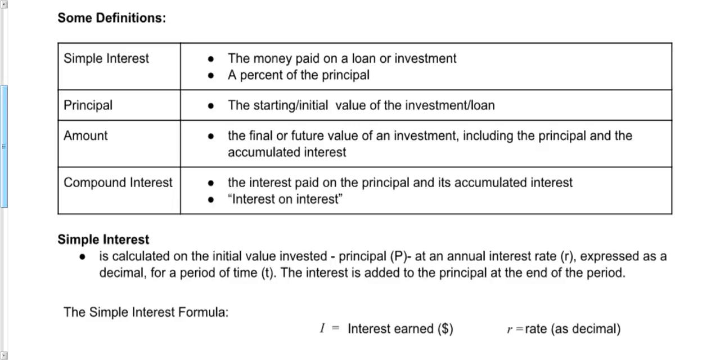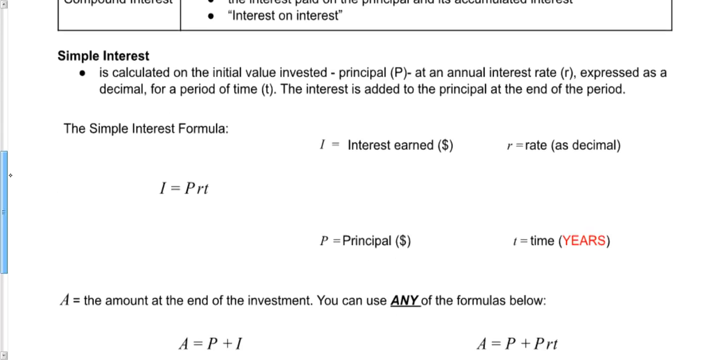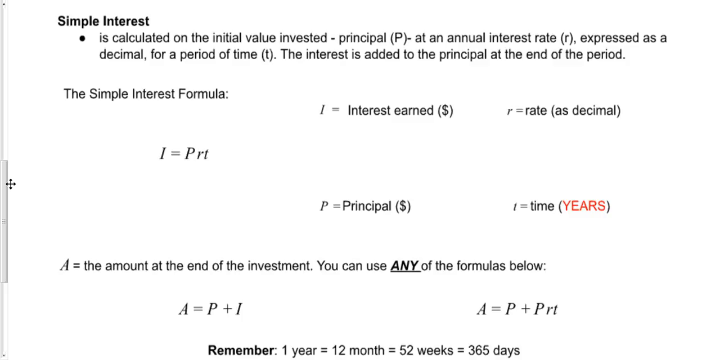So in order to calculate simple interest, we take the initial value to be invested, i.e. the principal, at its annual interest rate. So annual is another word for its yearly interest rate. And so in this case, annual means yearly. Okay, so we always calculate interest based on periods per year when we're doing simple interest, and we express that as a decimal. So all of your percentages are going to be expressed as a decimal. Okay, so we want to go from percentages to decimals. Okay, and the interest is added to the principal at the end of the period.